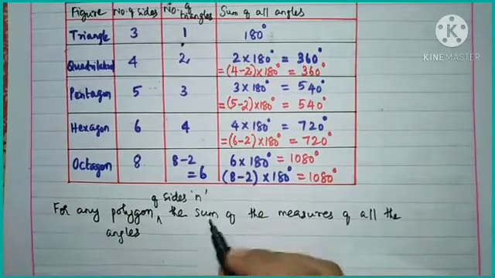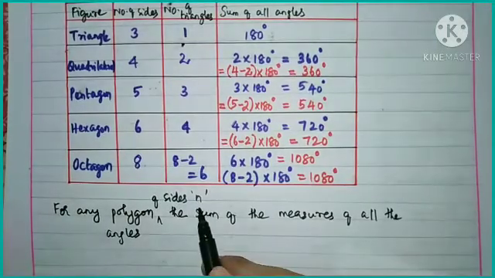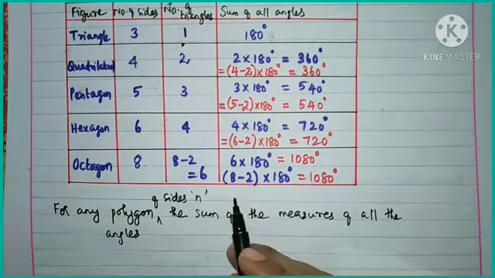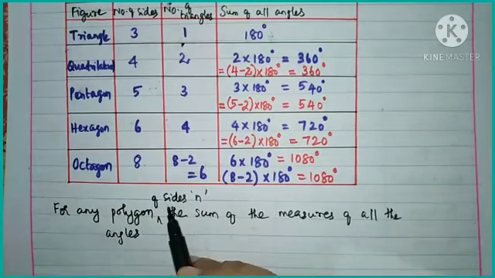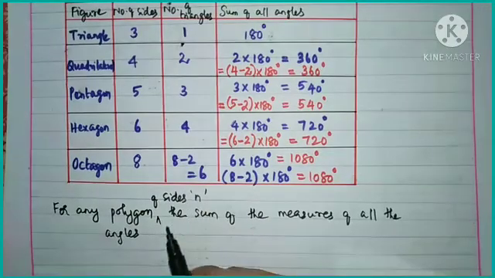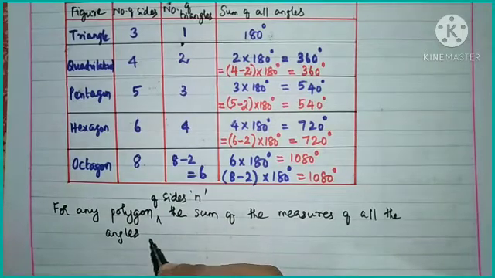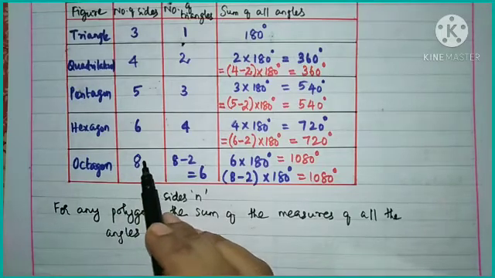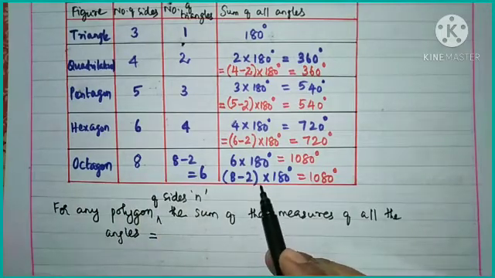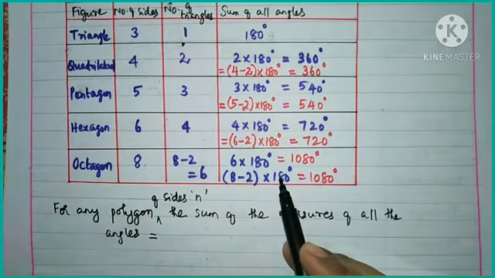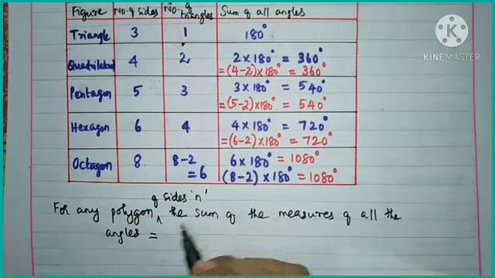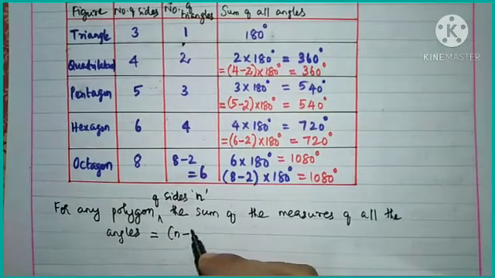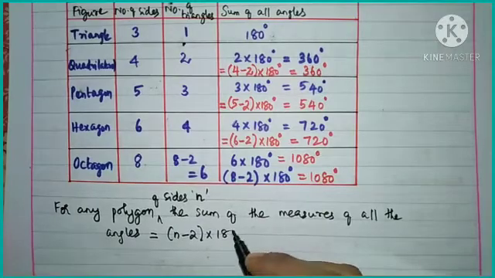I am giving a variable n. Why? Because that number of sides can be any number: 10 sides, 20 sides, 25 sides, 30 sides. Likewise, for any polygon of sides in general, I have taken n. The sum of the measures of all the angles can be written as, you see, in an octagon when there were 8 sides, we wrote 8 minus 2 into 180 degrees. 180 degrees is the angle sum property of a triangle. So likewise, for any polygon of n sides, we can write n minus 2 into 180 degrees.